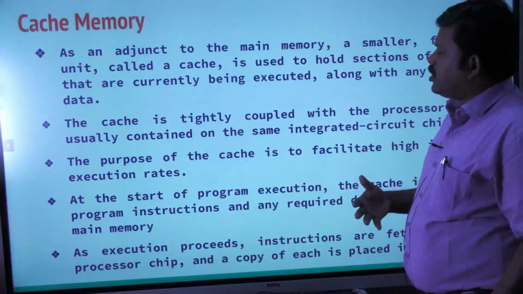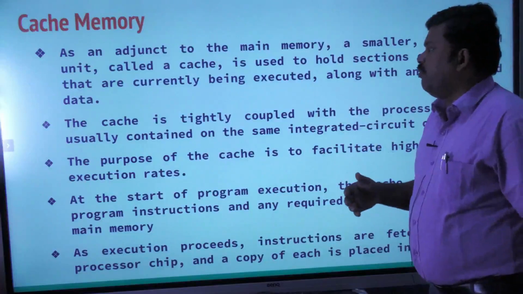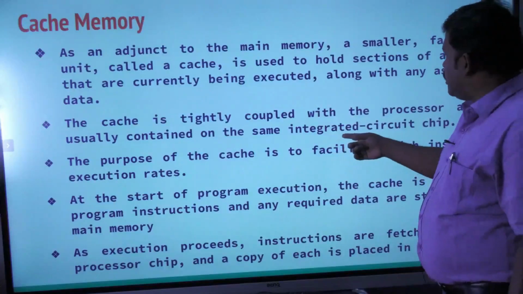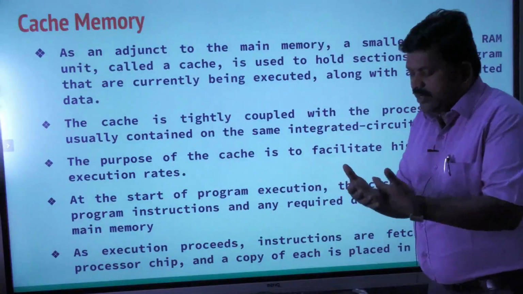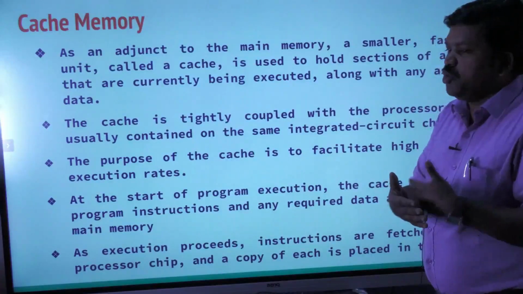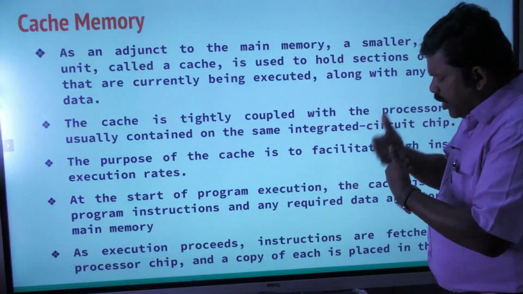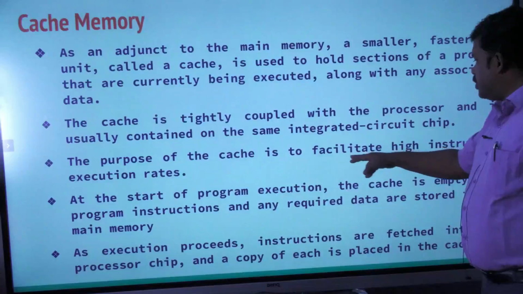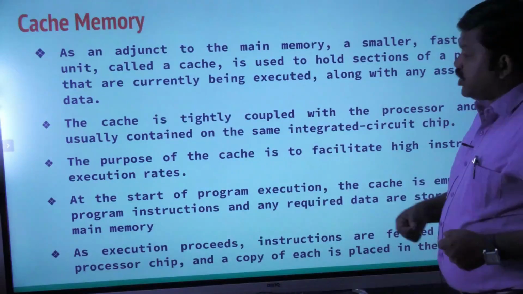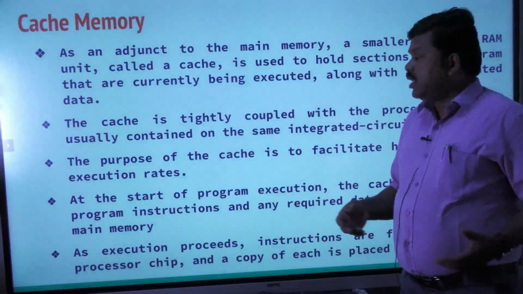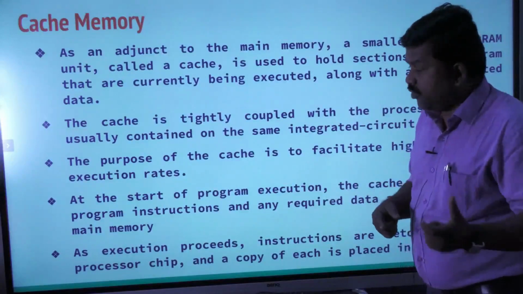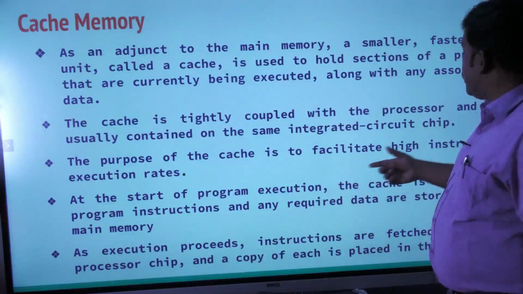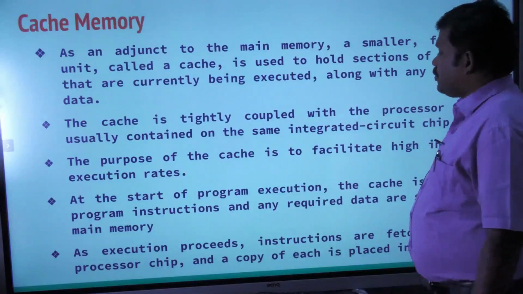There are different approaches available that we will see in detail in the fourth unit. The cache is tightly coupled with the processor, and it is usually contained in the same integrated circuit chip. Because of that, the data transfer between the cache memory and the CPU is very fast, because it is available in the integrated chip of the CPU. The purpose of the cache is to facilitate high instruction execution rates. If there is no cache, the number of instructions executed per second will be reduced, but the cache memory helps to increase the execution rate.